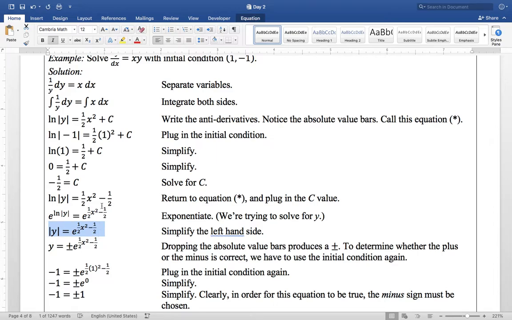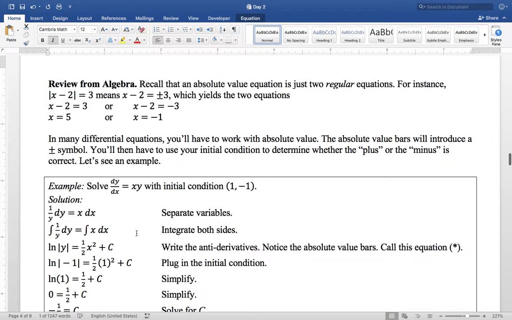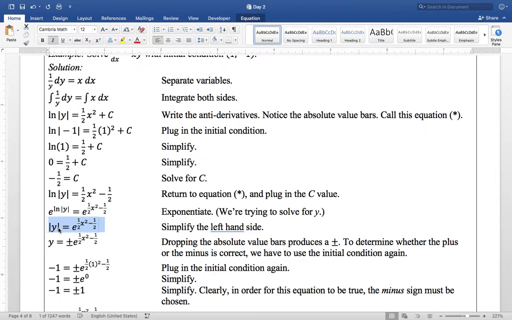Notice the whole right-hand side is in the exponent, like this -1/2 is part of the exponent of e as well. And at this stage, we have to recall what I said a moment ago with absolute value equations. If you have an absolute value equation like absolute value of x minus 2 equals 3, you drop the absolute value bars and you slap a plus or minus on the other side of the equation. And that's what we're going to do here. So drop the absolute value bars, put a plus or minus here.